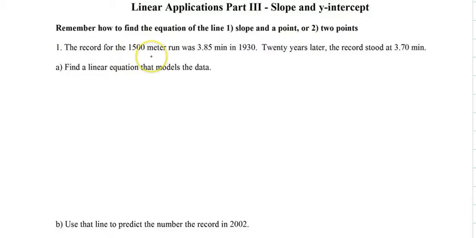So the record for the 1,500-meter run was 3.85 in 1930. 20 years later, the record stood at 3.70 minutes. So these are not rates of change. These are not slopes. These are fixed points. And what we have to do first is locate what the whole problem is about. And it's about the record for the 1,500-meter run. And then we got to pick a letter for that. So R for record. Sounds good to me.